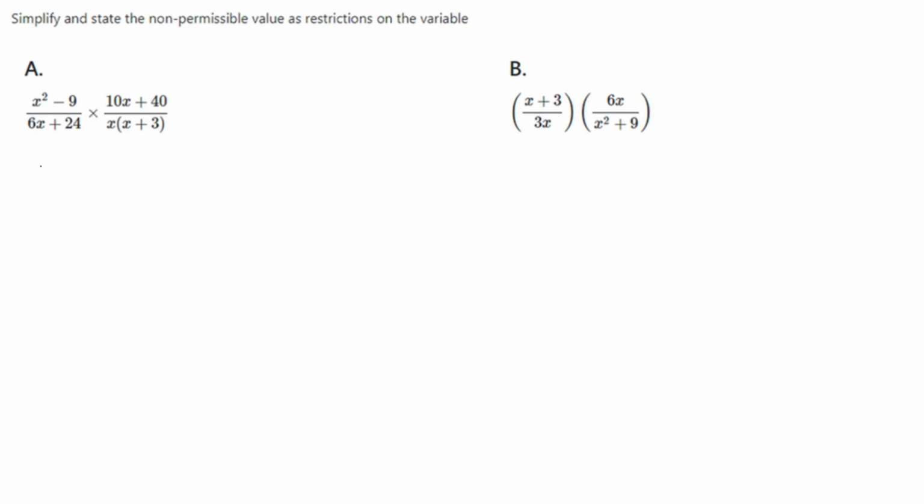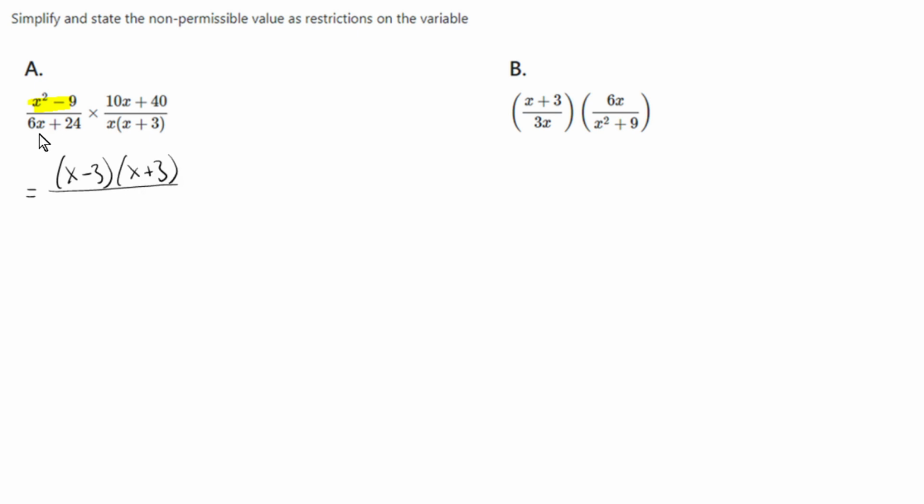Simplify and state the non-permissible value as restrictions on the variable. So we're going to start by factoring the following expression. The x squared minus 9, that's a difference of squares. So we can factor that as x minus 3 times x plus 3.